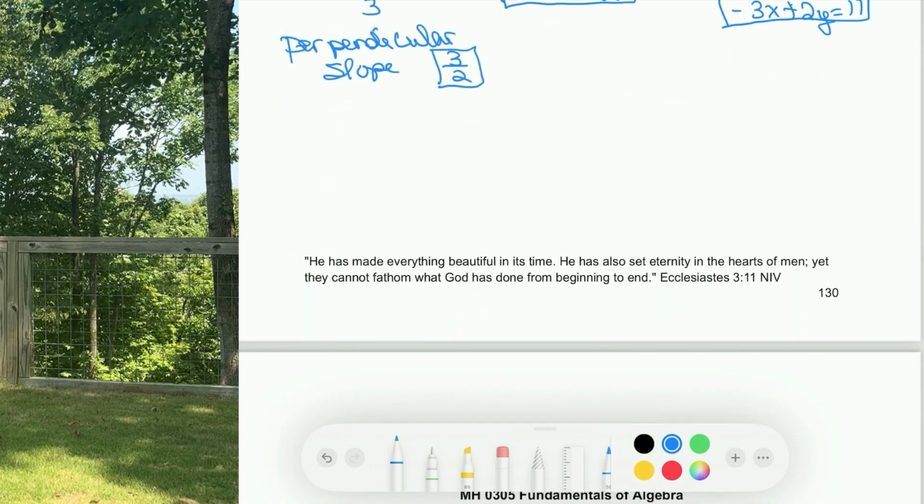Let's read our Bible verse. He has made everything beautiful in its time. He has also set eternity in the hearts of men, yet they cannot fathom what God has done from beginning to end. Ecclesiastes 3:11.